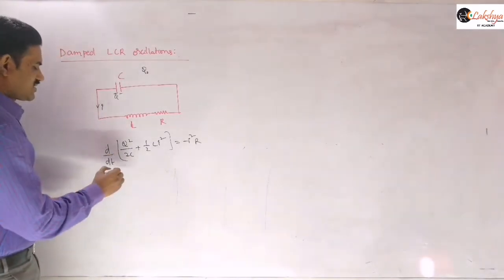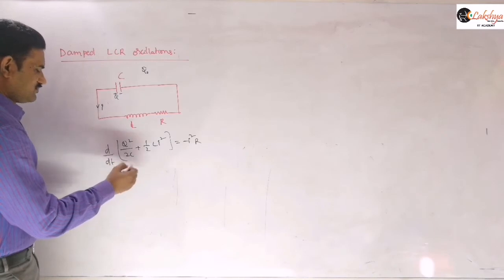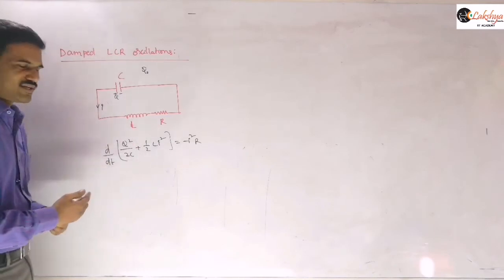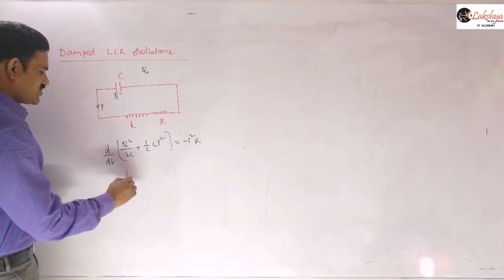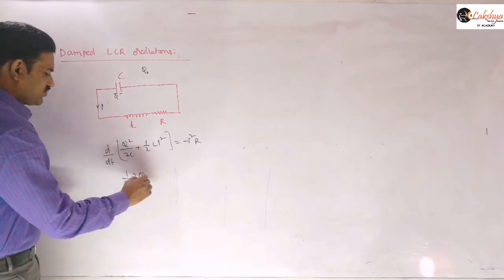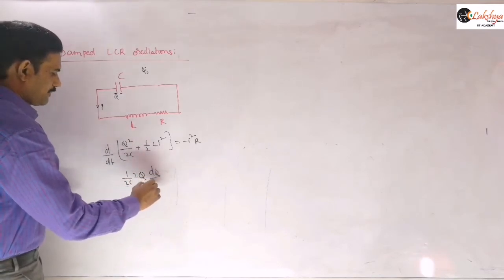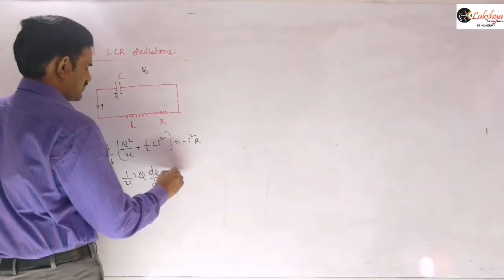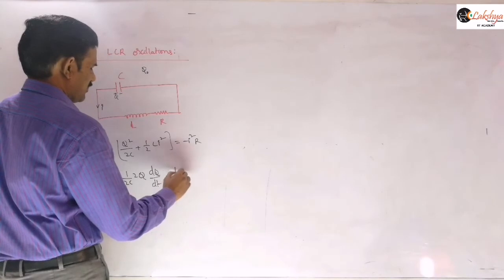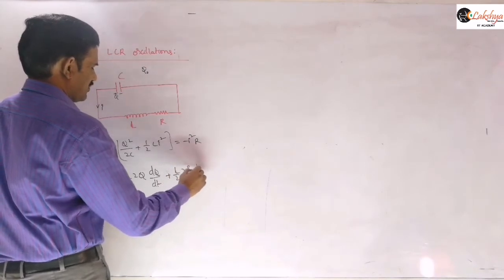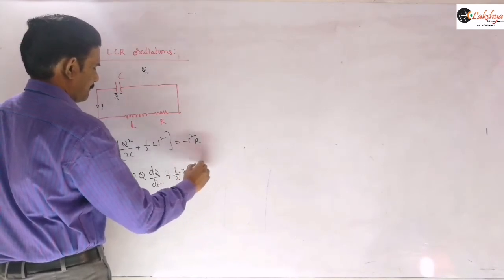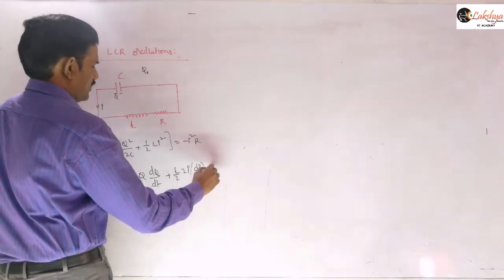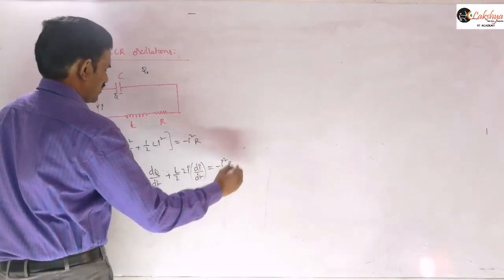And so then this expression you can write as, just differentiate, and let us write these equations here. So then this is 1 by 2C into 2 into Q into dQ by dt, right? And so then this value is plus 1 by 2 into L by 2 into 2I into dI by dt, and this is equal to minus I square R.